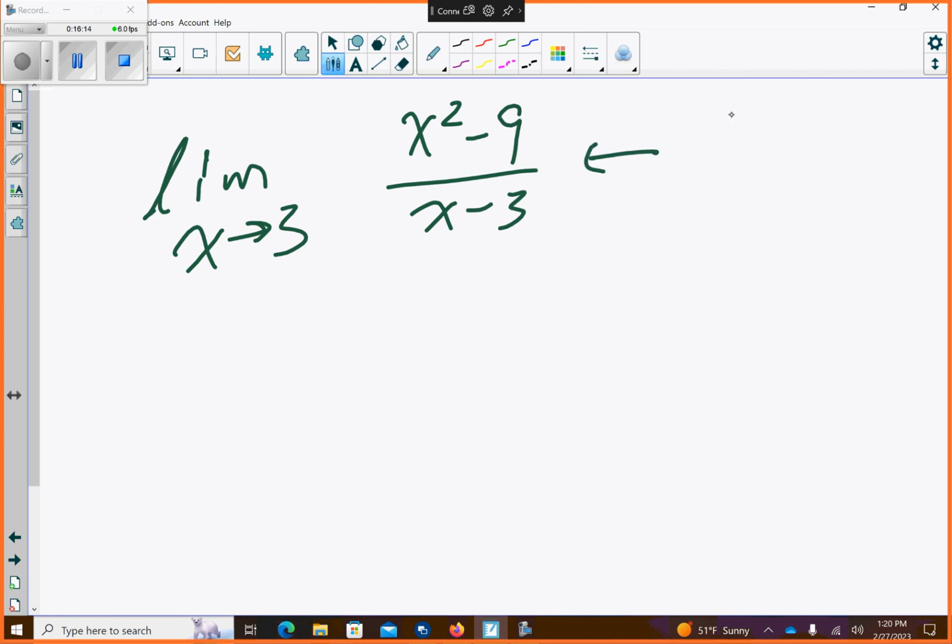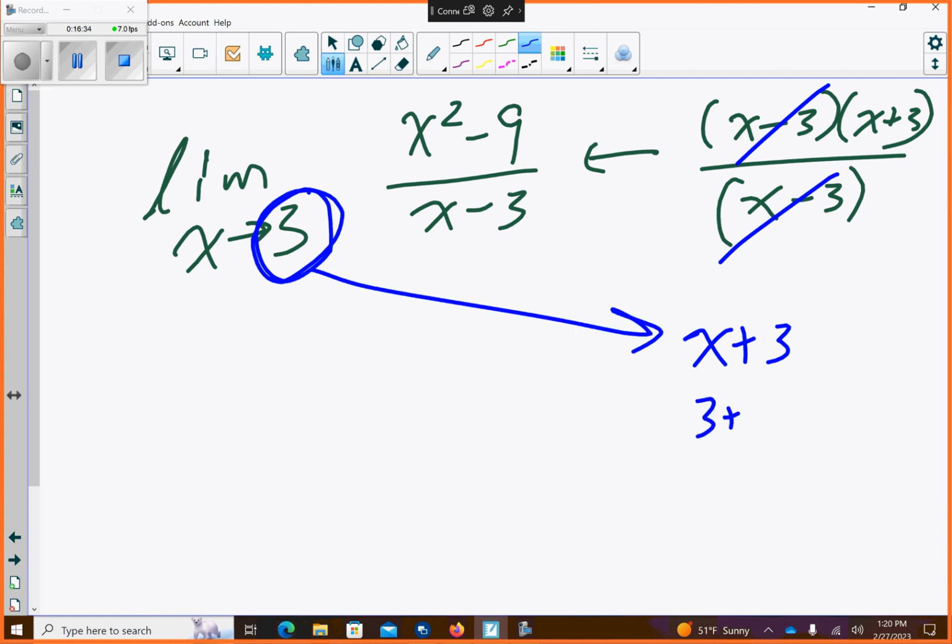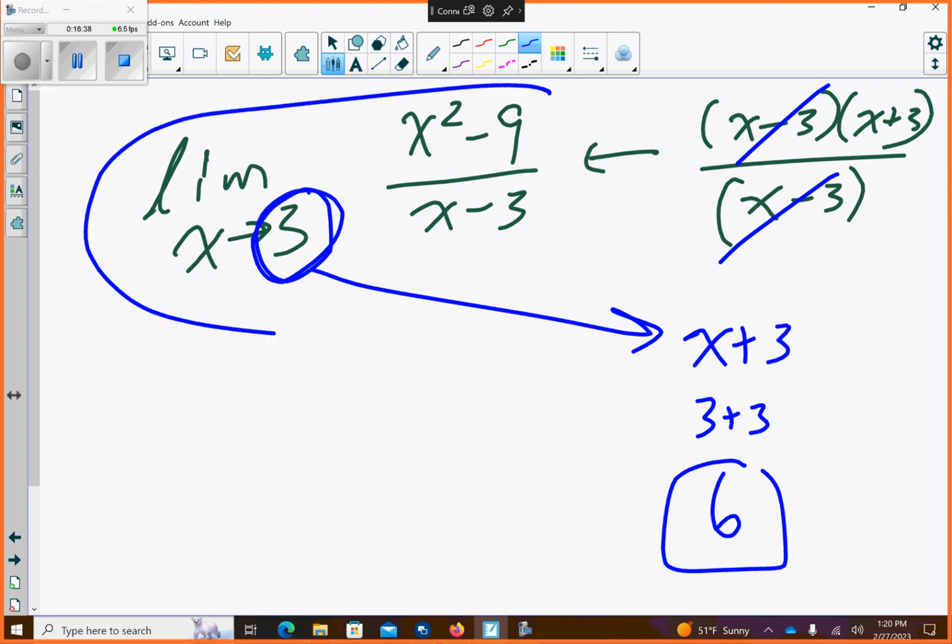The top becomes x minus 3x plus 3, and then it's over x minus 3. So it was undefined as is. But if I knock these out, I wind up with x plus 3, which means I'm going to take this value here, plug it directly in for x, so I get 3 plus 3, which is 6. So the limit as x approaches 3 from both sides, though it does create a hole, is that what we're approaching from both sides is 6 in the y direction.